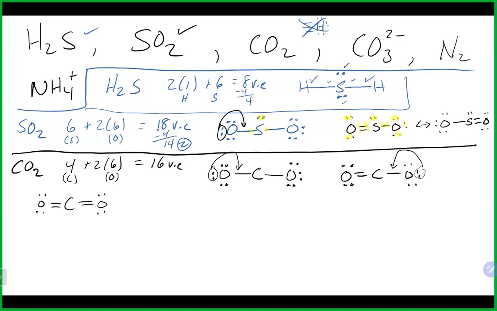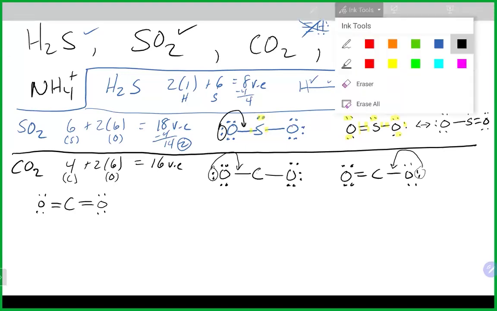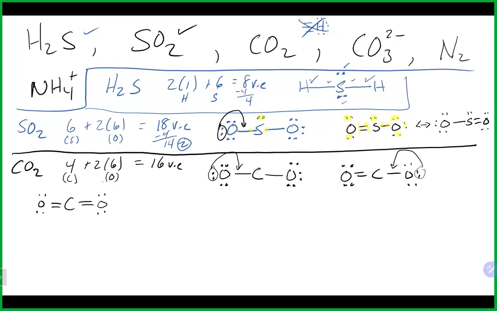And did that fix it? It did. Our carbon in the middle now has 8 electrons. And each of the oxygens on the outside has 8 electrons. So 2, 4, 6, 8. Carbon, 2, 4, 6, 8. 2, 4, 6, 8. Everybody has 8 electrons. And we still have a grand total of 16 electrons, right? Which is what we have to have.